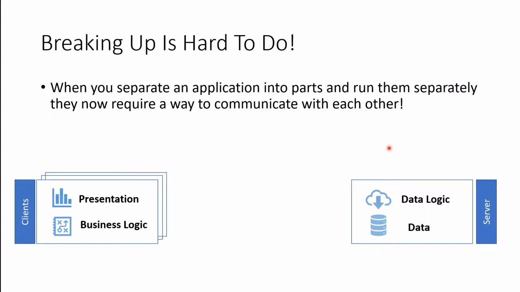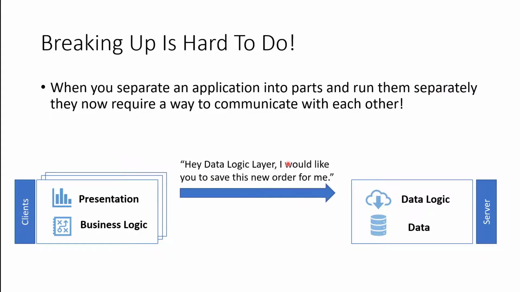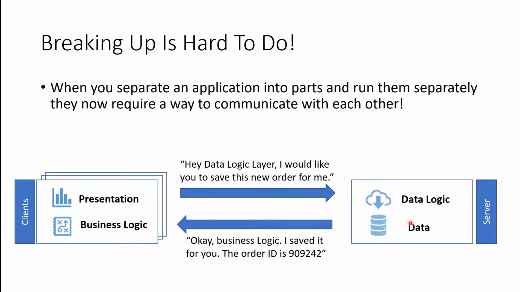So, for example, hey, data logic layer, I would like you to save this new order for me. Whatever protocol the client uses, maybe somebody wrote it in Python, it's got to communicate that information over a network. It's got to say, hey server, here's an order, here's some data, this data is an order, and this is what I would like you to do with that order. It needs to communicate all that information to the server, and then the server would do as it was requested, and then report back to the client.